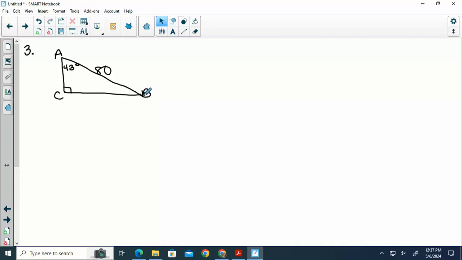So the biggest problem I've seen in the past on these is not putting your sides in the correct spot. Remember, side b is across from angle B. That's what we're trying to find. So from this angle, the 80 represents which side? Yep, that's your hypotenuse. b is the adjacent. So what trig function involves adjacent and hypotenuse? So the cosine of 43 degrees equals b over 80.